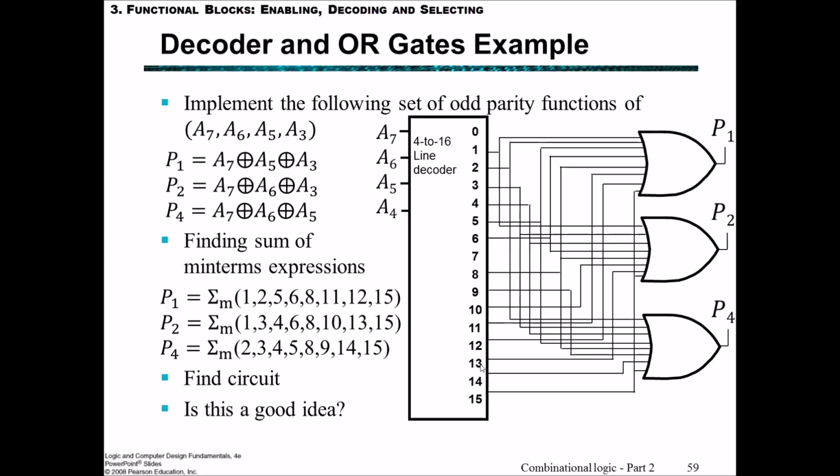So we would first find the minterm expressions. So for P1, they're listed there. And then inside this decoder, we would be turning the 4 inputs into outputs that we can OR together in this sum of minterms. And each one of these outputs would correspond to a minterm, and then we'd OR them together. We've ORed together, for example, 1, 2, 5, 6, 8, 11, 12, and 15 ORed together to give P1.